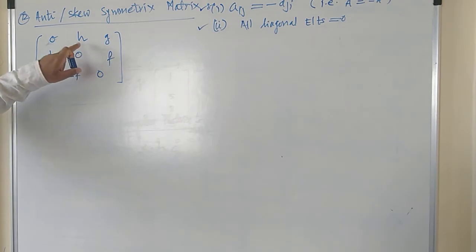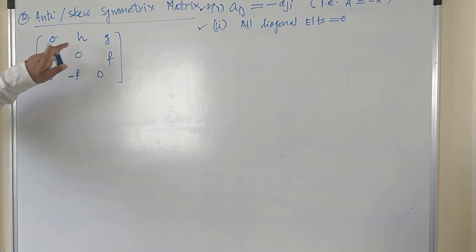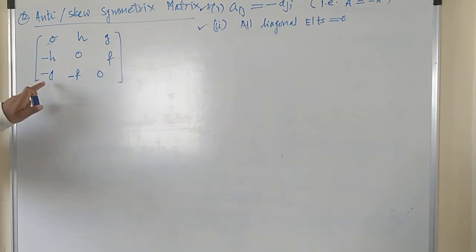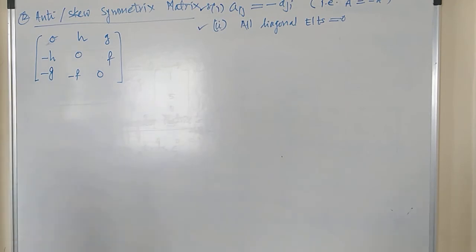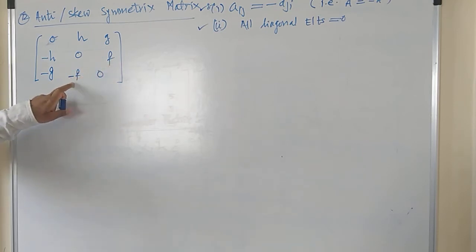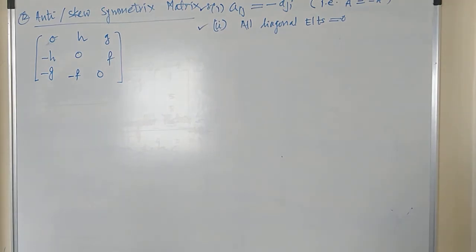So A12 must be equal to minus A21. A13 is equal to minus A31. And A23 must be equal to minus A32. This is called anti-symmetric or skew symmetric matrices.